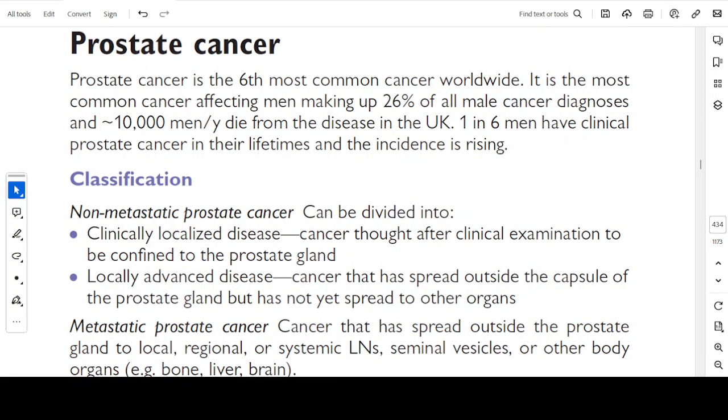Prostate cancer. Prostate cancer is the 6th most common cancer worldwide. It's the most common cancer affecting males, up to 26% of all male cancer diagnoses, and 10,000 men per year die from the disease in the UK. 1 in 6 men have clinical prostate cancer in their lifetime, and the incidence is rising.